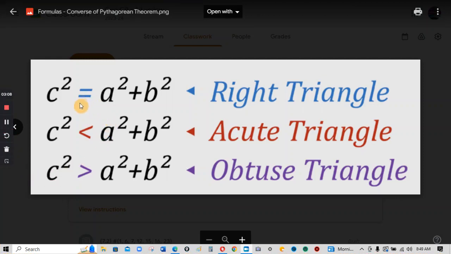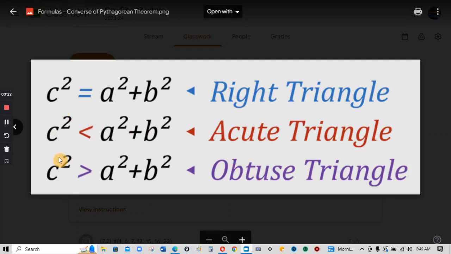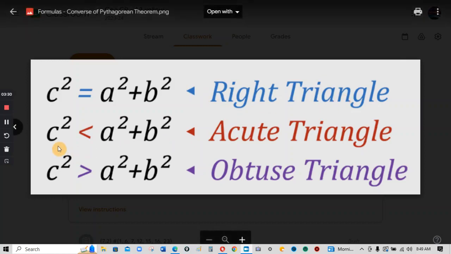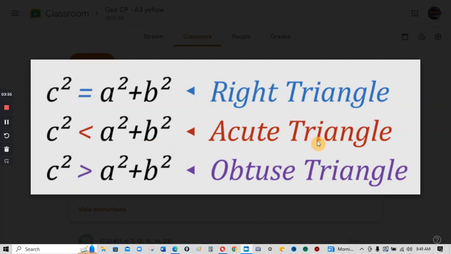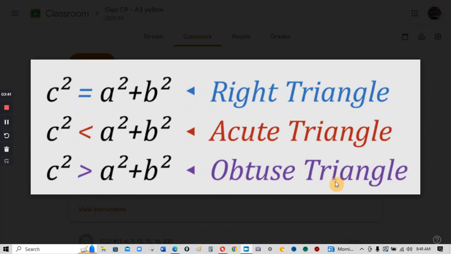Okay, so these are the formulas we'll be using today. I posted this. And these are to determine, given the 3 side lengths of a triangle, what kind of triangle it is. All right? So the longest side is always C. If C squared equals A squared plus B squared, that's a right triangle. If C squared is less than A squared plus B squared, it's an acute triangle. And if C squared is greater than A squared plus B squared, it's an obtuse triangle. Who can tell me what is an acute angle and an obtuse angle, please?